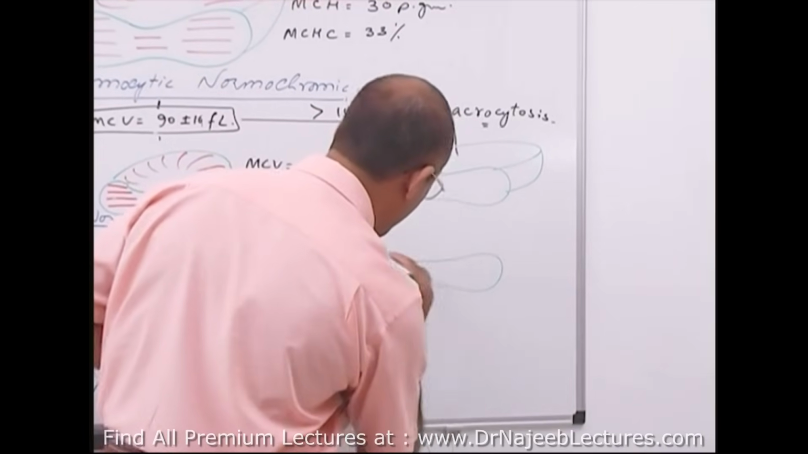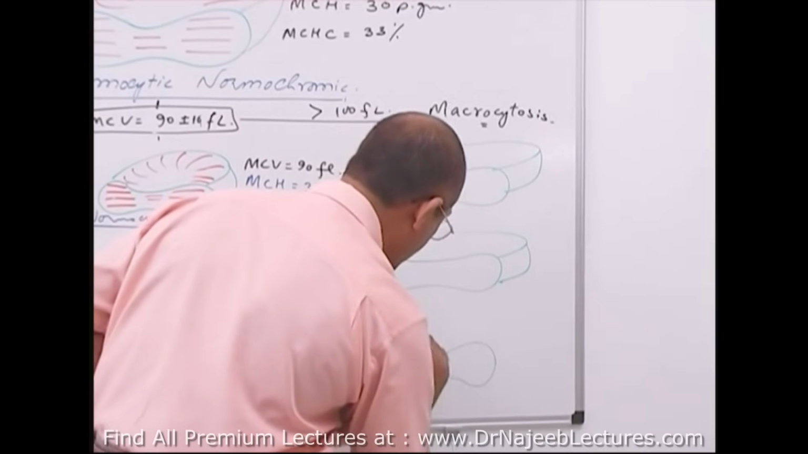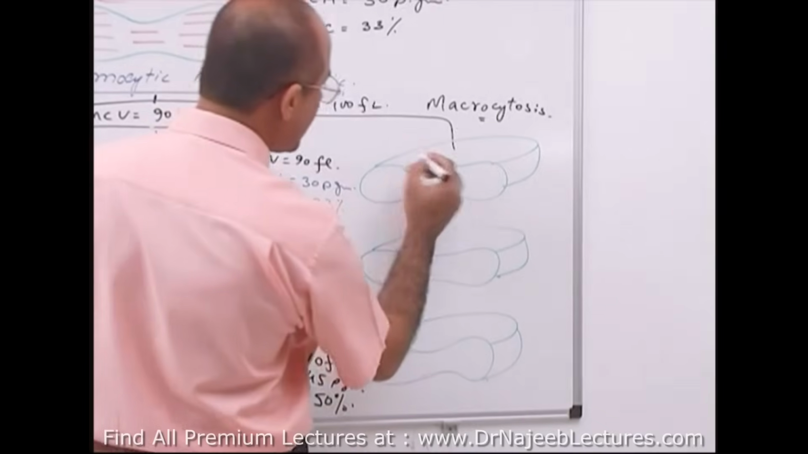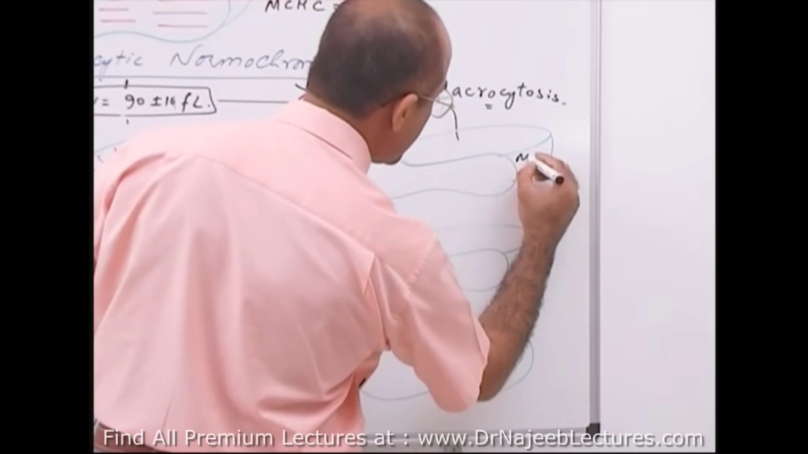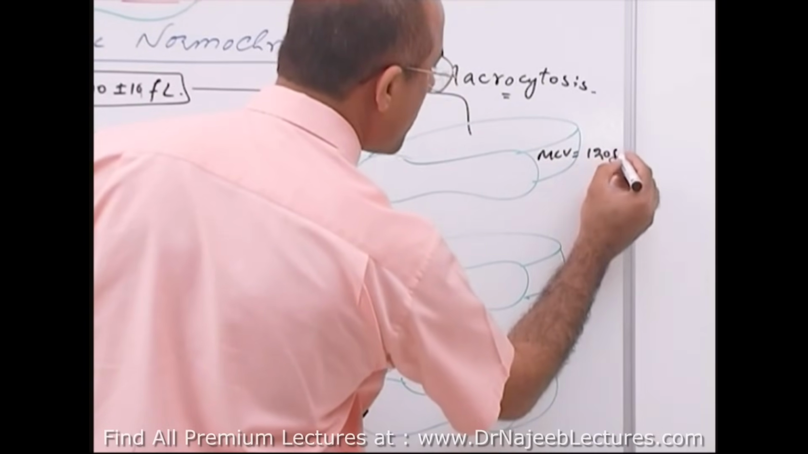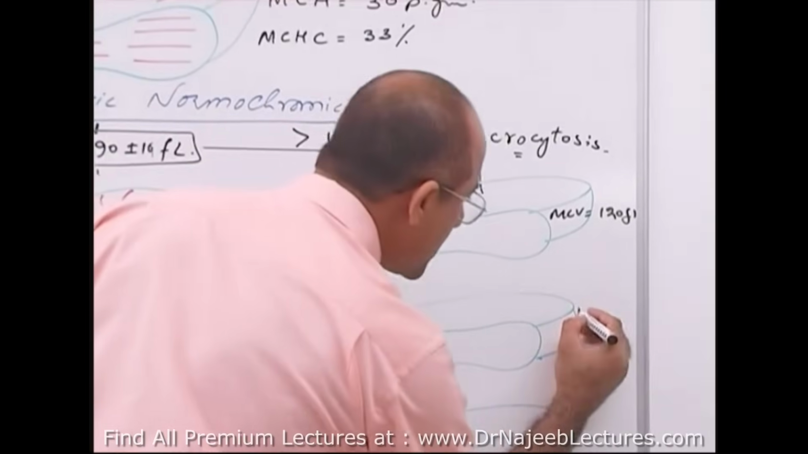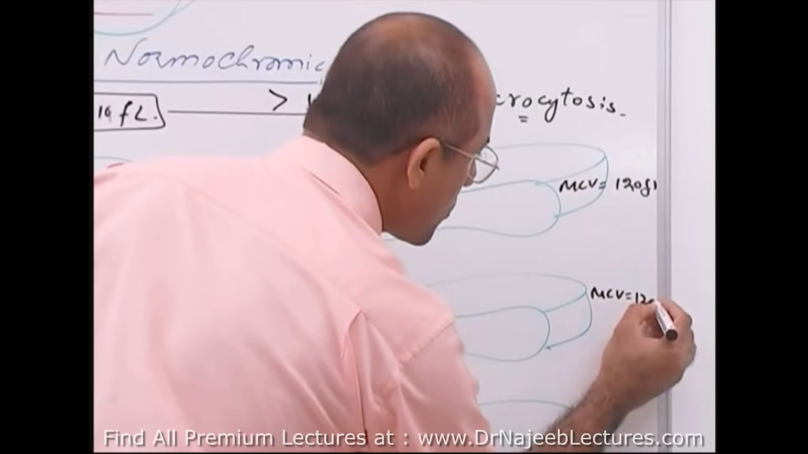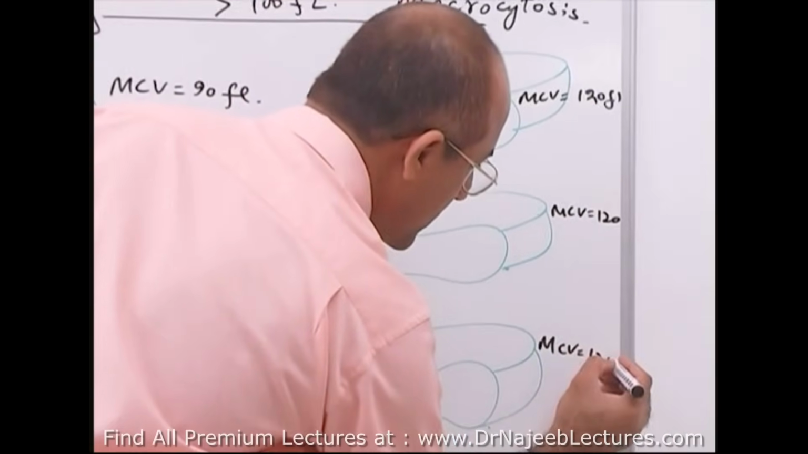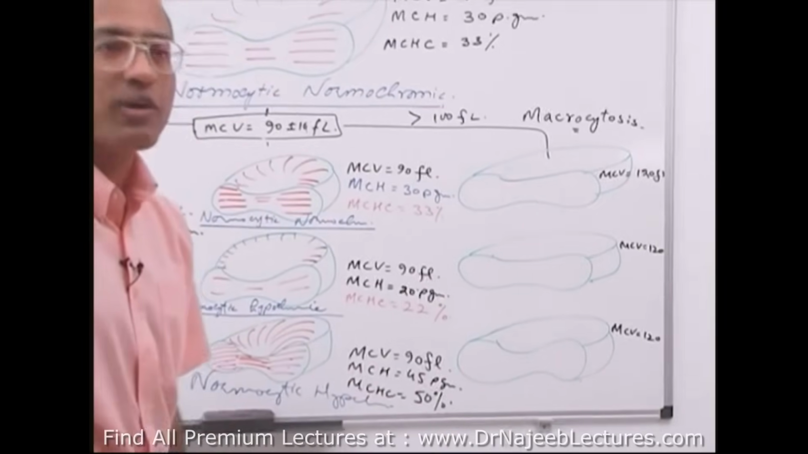These are 3 RBCs which are larger than normal. It means their mean corpuscular volume is, suppose, 120 femtoliter. So it is macrocytic. Here also mean corpuscular volume is 120 femtoliter. Here mean corpuscular volume is also 120 femtoliter. So all these 3 RBCs are macrocytes.